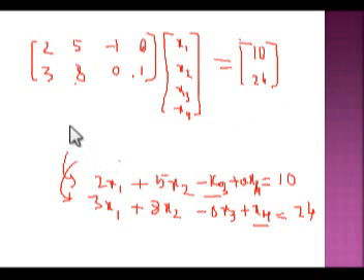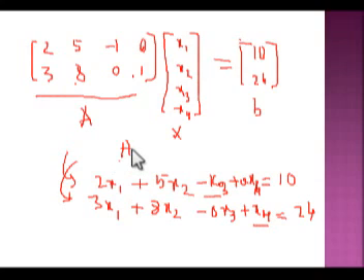What we have to do is take the first matrix as the A matrix, the column matrix of decision variables as X, and the last matrix as B. Then it can be written as AX is equal to B.